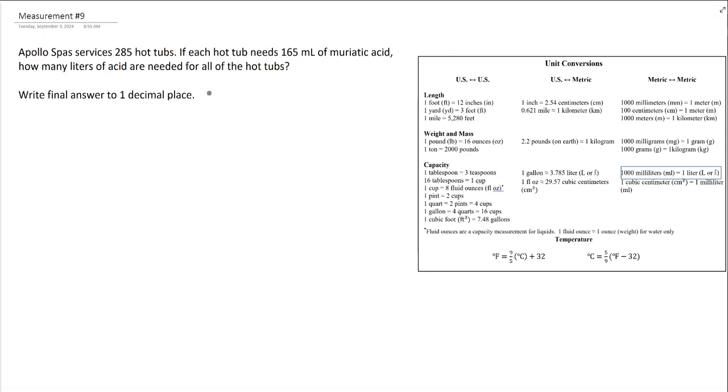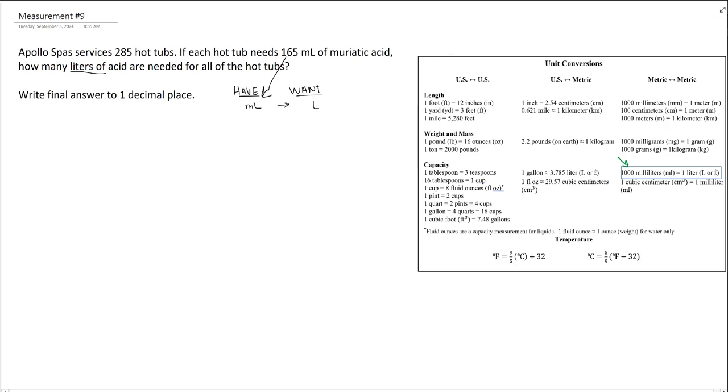So for each of these problems, you want to look for what do I have and what unit do I want. In this case, we are given milliliters, but I want liters. Then go to your conversion chart and look to see if you have a direct relationship between those two, or if I need to use multiple conversions to get there. If I have milliliters and I want liters, I am going to use 1,000 milliliters is equivalent to 1 liter.